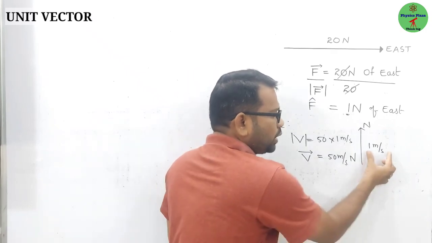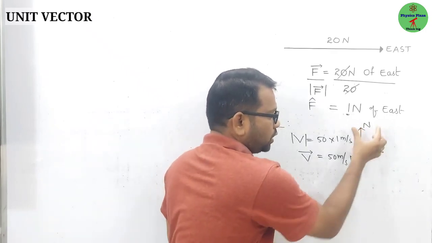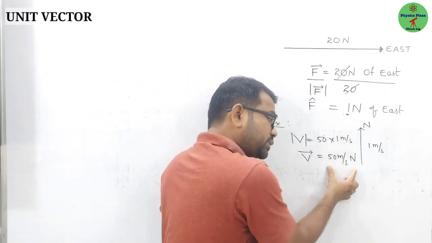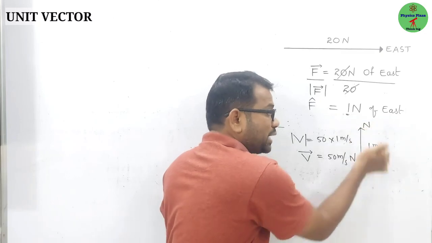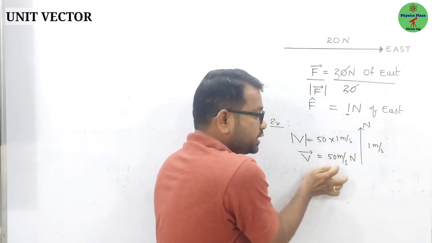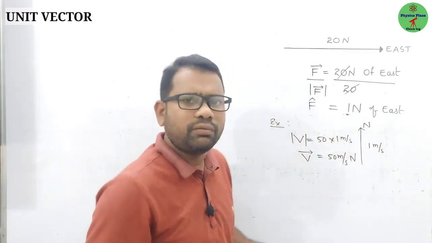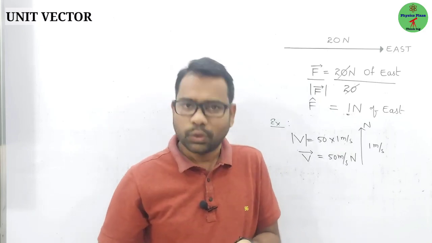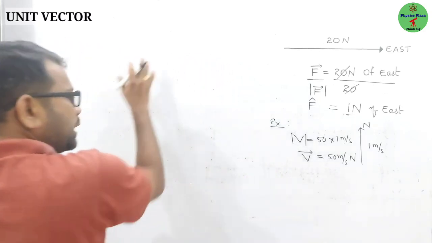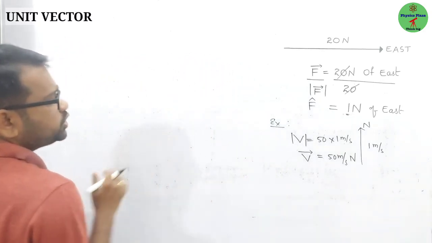So here it is a 1 meter per second velocity towards the north. Now this is 50 meter per second towards the north only. We got the same direction, but the magnitude is increased by 50 times. Why? We multiplied with that. Okay, fine. Now let us see a representation in a general case.